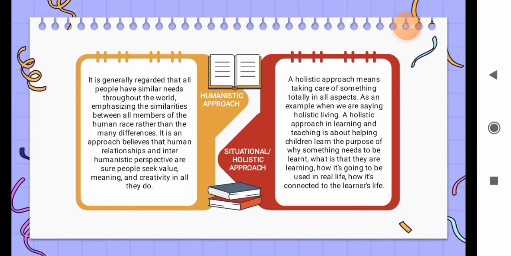Situational holistic approach. A holistic approach means taking care of something totally in all aspects. As an example, when we are saying holistic living, a holistic approach in learning and teaching is about helping children learn the purpose of why something needs to be learned: what it is that they are learning, how it's going to be used in real life, and how it's connected to the learner's life.